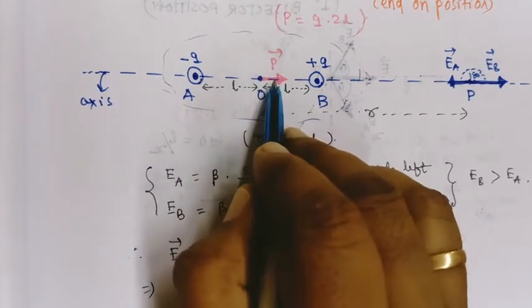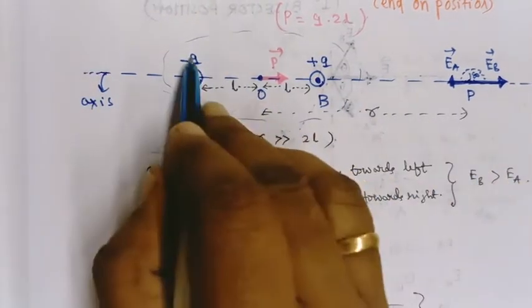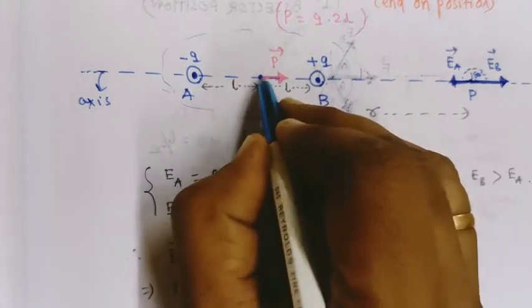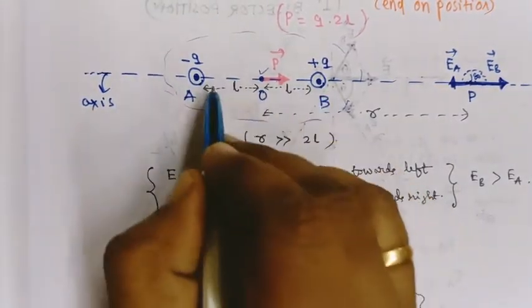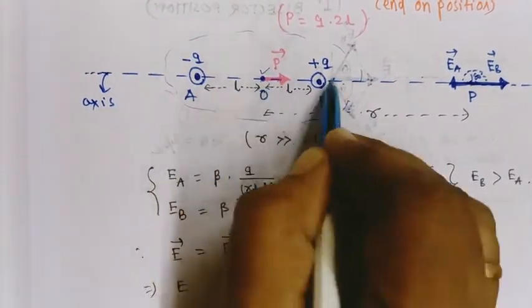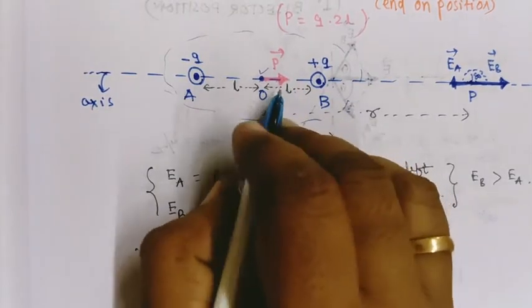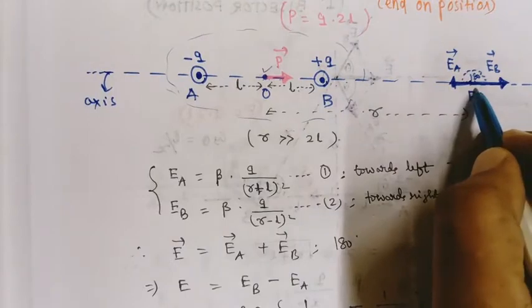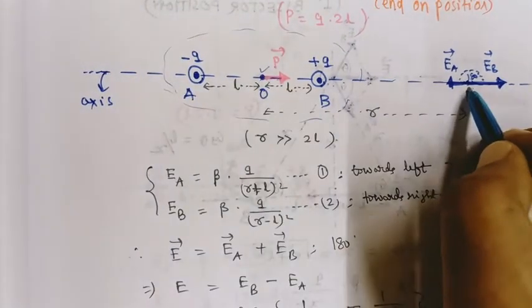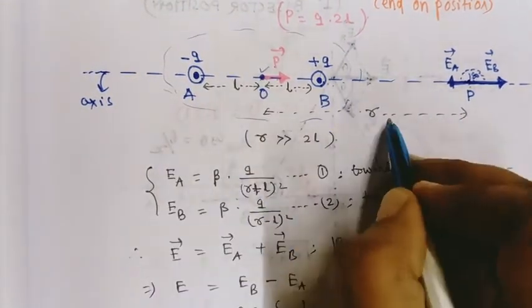You have to mention here, along the axis from negative charge to positive charge, we are showing the dipole moment at the center of the dipole. Here we have taken the dipole length as 2L. That's why OA is L and OB is L. Then we have to calculate at a point on the axis of the dipole. From the center to the desired point P, the distance is R.